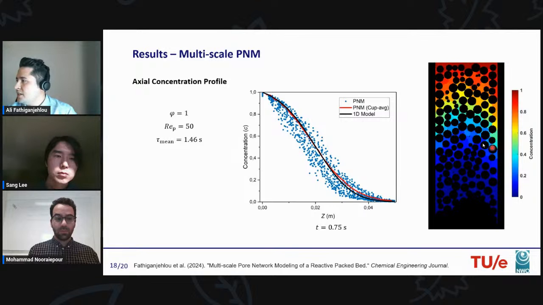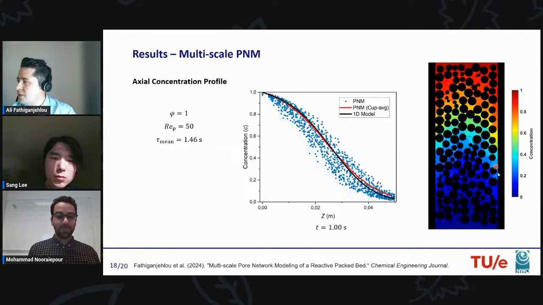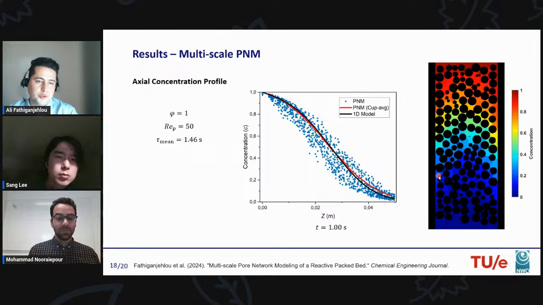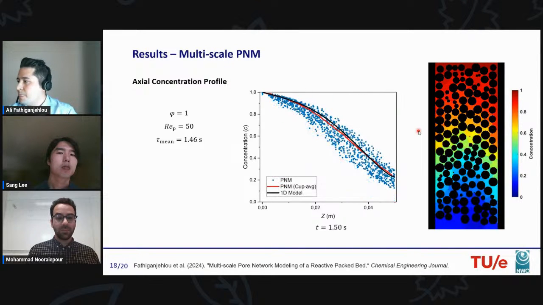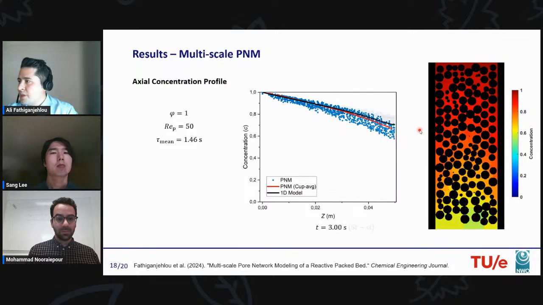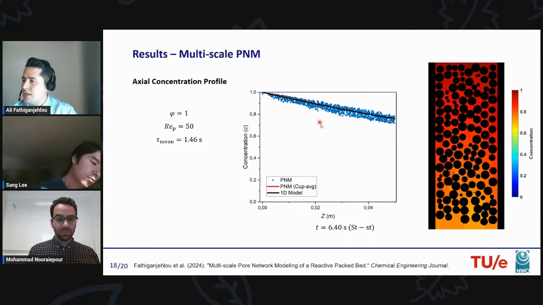If we take a deeper look into the concentration map, we can see that there is a crescent shape profile. This is because of the flow maldistribution that we discussed earlier, that close to the column wall there is a higher flow compared to the central region of the column, and we can clearly see it here. Now, the axial concentration profile at steady state and the comparison with the 1D model, we can see here.